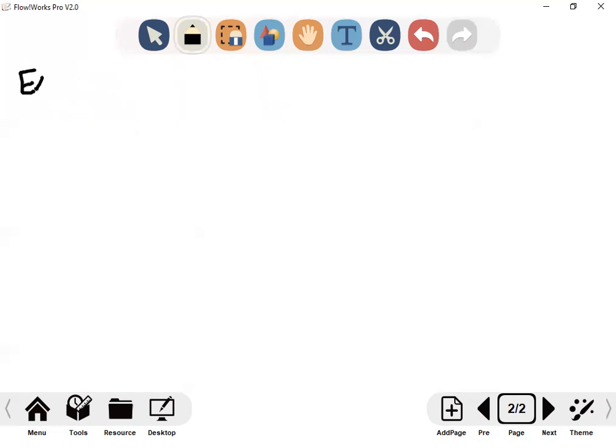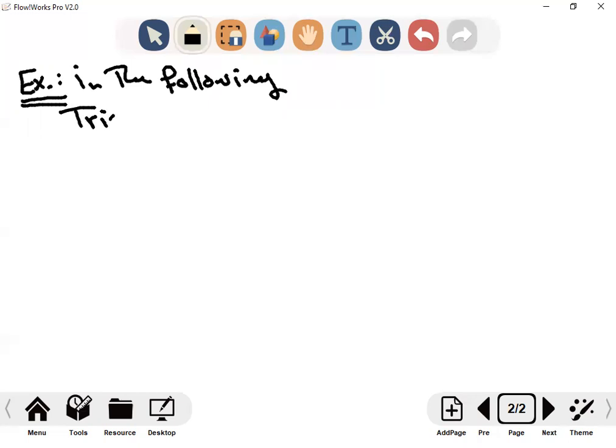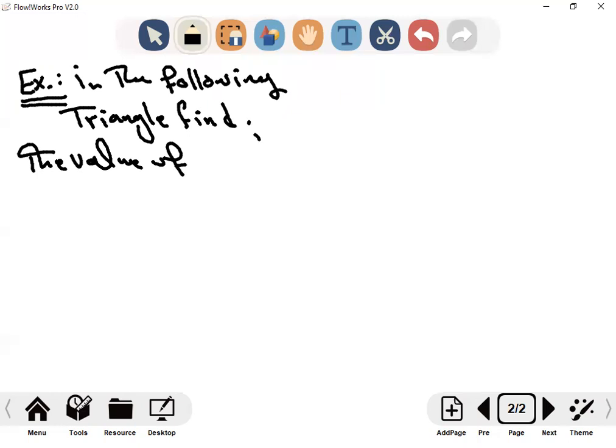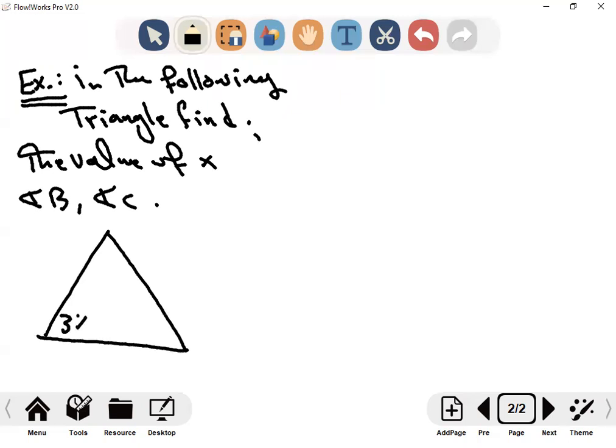Example. In the following triangle, find the value of x and angle B, angle C. And this is the triangle. Here 3x, here 5x, and here I have 50 degrees. And this is A, B, C.